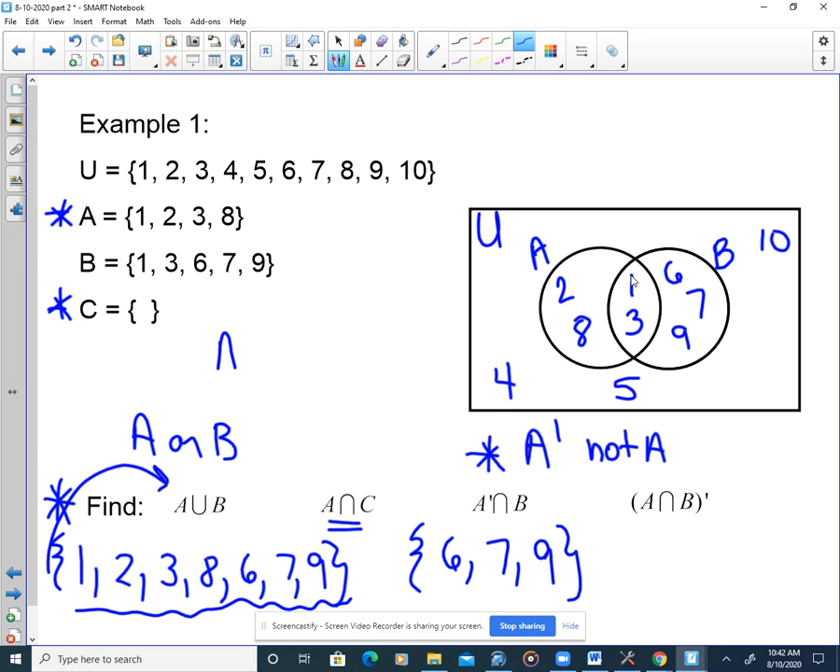So A intersect C. Well, in A we got 1, 2, 3, and 8. In C we got the empty set. There isn't any elements. So what elements do they have in common? Nothing. C doesn't have anything in it. So A intersect with C would be the empty set.